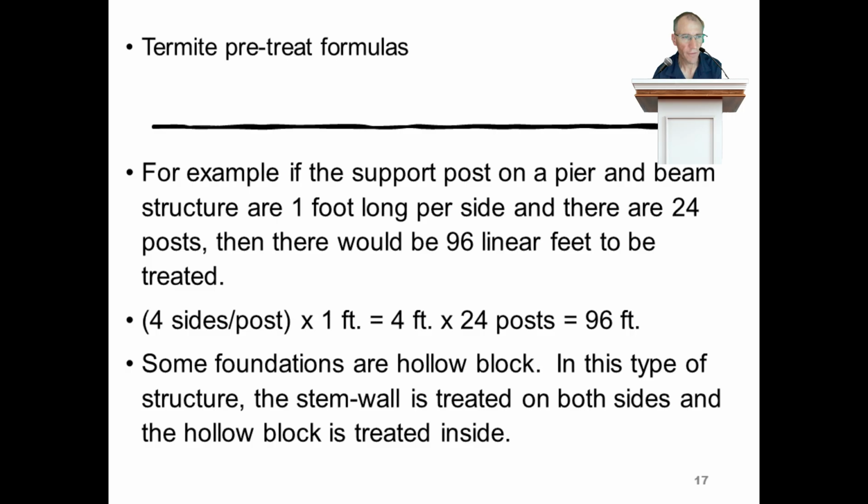Termite pre-treat formulas. For example, if the support posts on a pier and beam structure are 1 foot long per side and there are 24 posts, then there would be 96 linear feet to be treated. 4 sides of 1 post times 1 foot equals 4 feet, times 24 posts equals 96 feet.